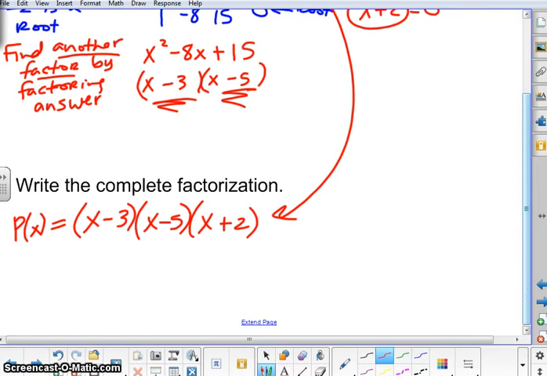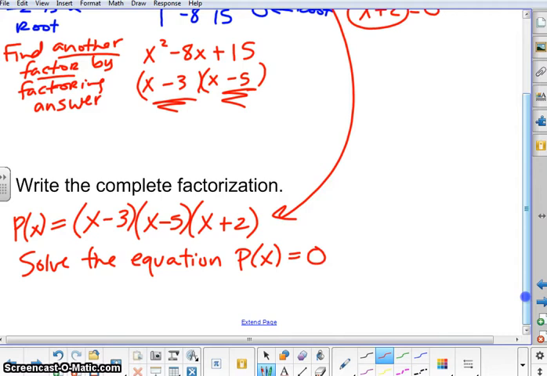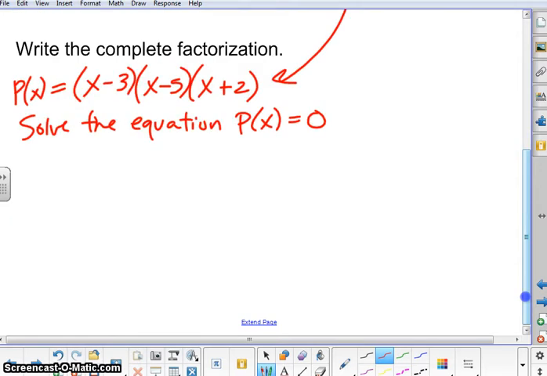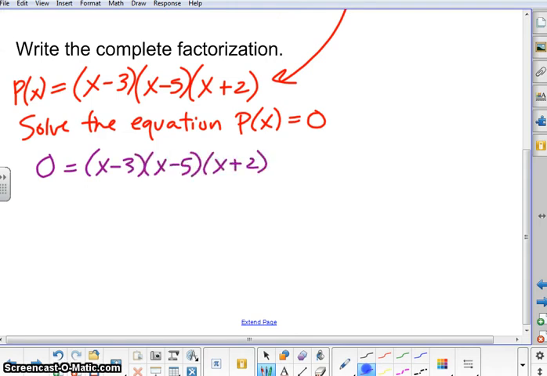All right, and then the last thing I want you to do is solve the equation. Solve the equation and set p of x equal to 0. So what that's going to look like is 0 is going to go there, and then here are all your factors. And then by using the zero product property, you can set all of those equal to 0. So you get 3, 5, and negative 2.